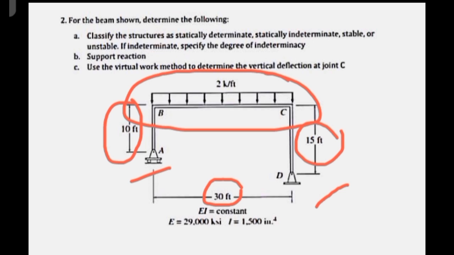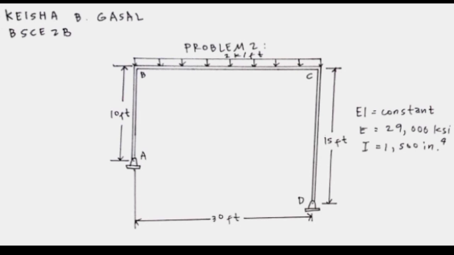So, given that we have to take EI as constant, our E is 29,000 ksi and our I is 1,500 inch to the fourth. First, we are going to classify if the structure is statically indeterminate, stable, or unstable.